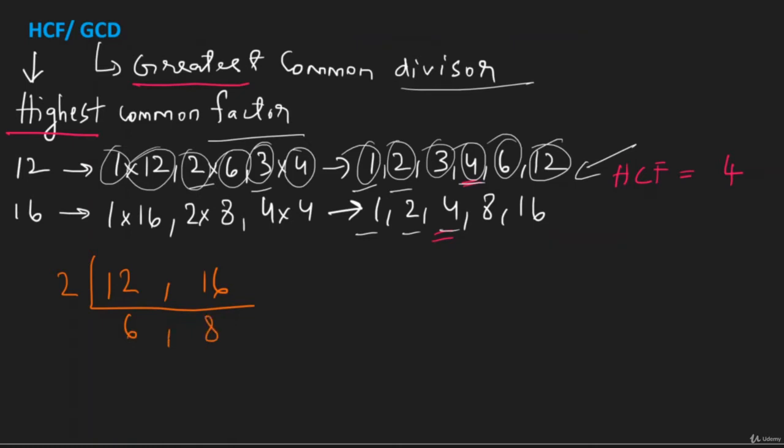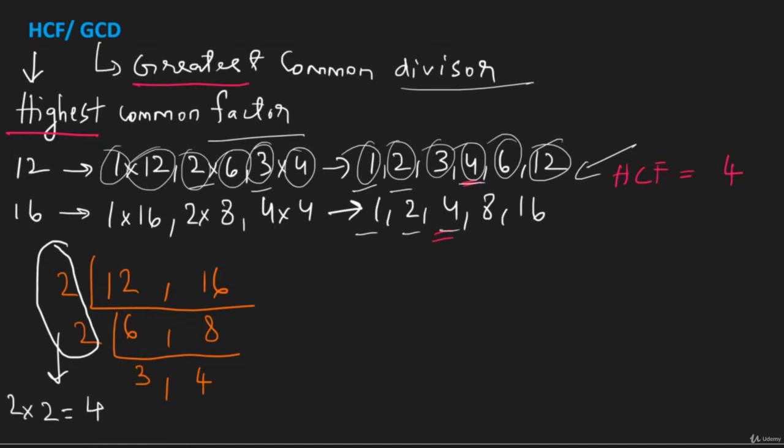Now is there any other common factor that I can take out? Yes, I can take out 2, right? So 6 by 2 is 3. Similarly, 8 by 2 is 4. Now my HCF is multiplying these two numbers over here. That's 2 into 2, which is 4. And that's the same thing that we got over here.